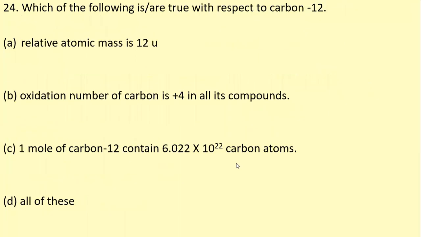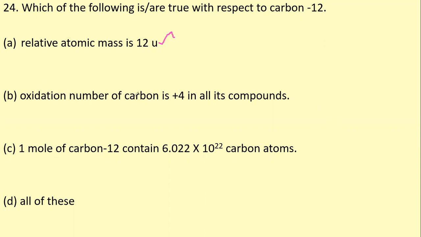So now we'll move on to the 24th question. Which of the following is true with respect to carbon 12? We all know carbon 12 refers to the standard unit. Carbon 12 refers to an isotope. Isotope means same atomic number but different mass number. When we check option A, the relative atomic mass is 12 unit. So this option is right, but we have to check the remaining also.